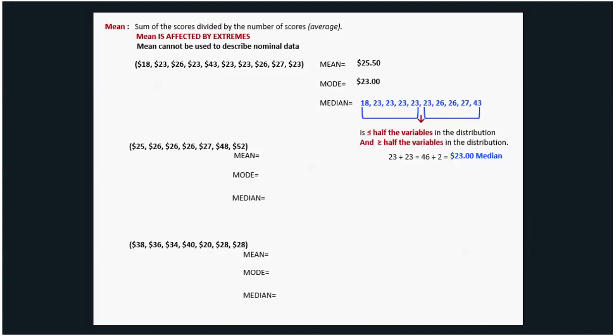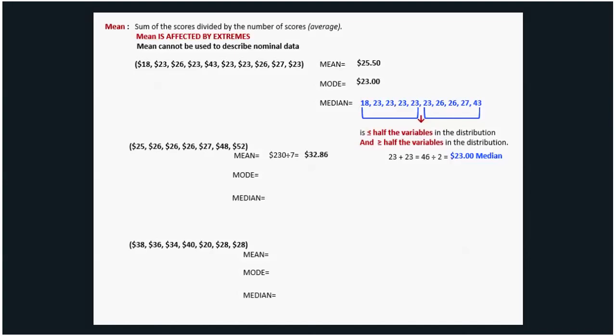Okay, let's look here. We've got this set of salaries, and we know that the mean is affected by extremes, and we've got a big extreme over here. If we look at 25, 26, 26, 26, 27, 48, and 52, this 48 and 52, that's really going to skew the mean, because the mean is affected by extremes. So if we go here and we add all these up, that ends up $230 divided by our 7 numbers.